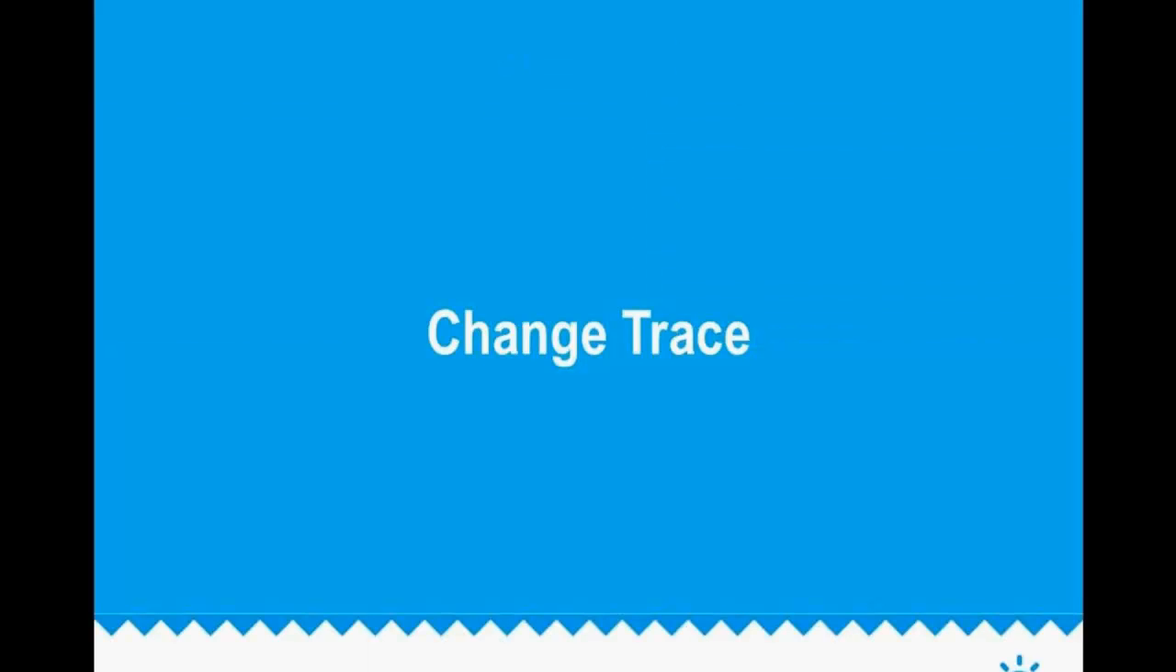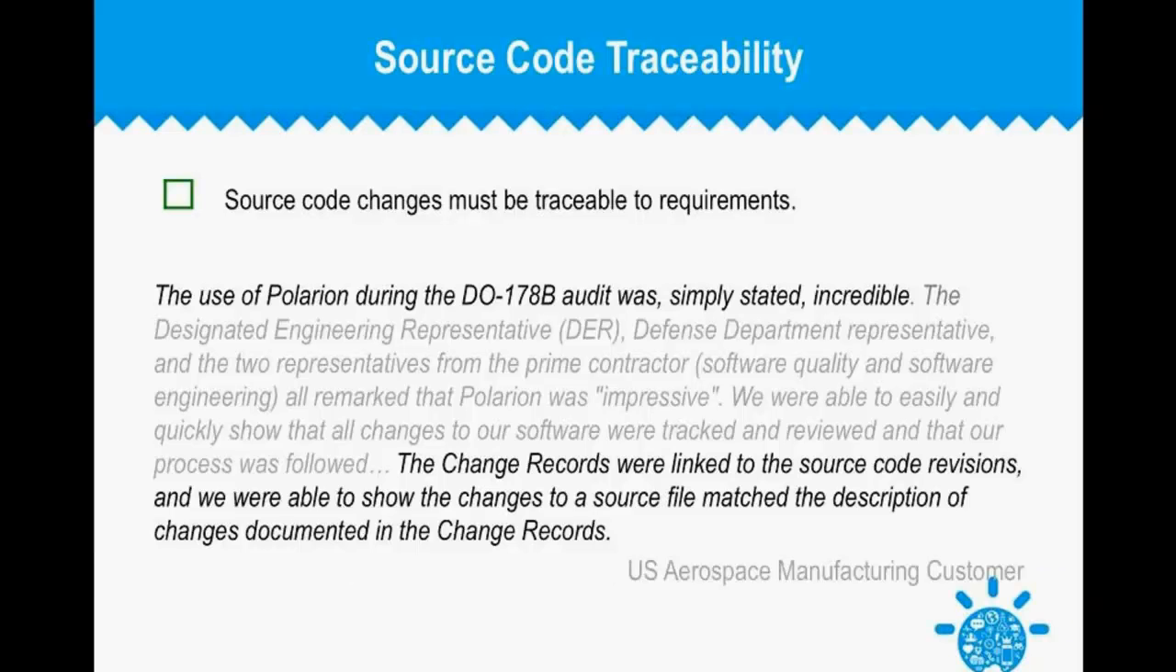Let me also mention another traceability information that we manage between MATLAB and Polarion, and this is change traceability. Source code traceability is definitely often required by regulatory standards. This is an excellent quote from one U.S. aerospace manufacturing customer that was passing the DO-178B audit, and they simply say that the change records were linked to the source code revisions, and we were able to show the changes to a source file are matching the description of the changes documented in the change records.